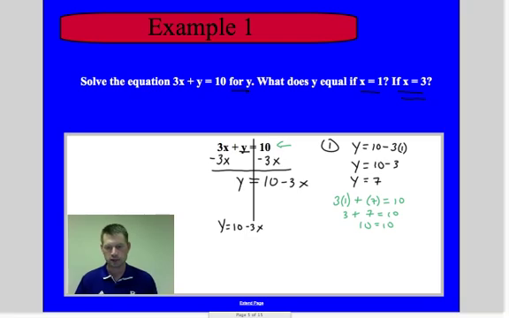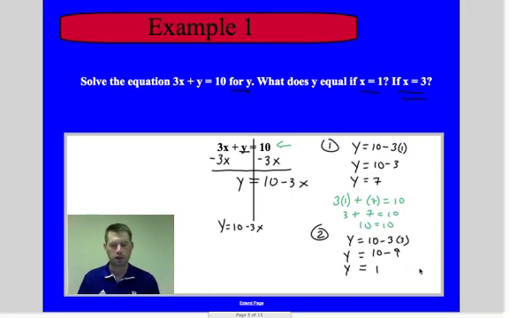Okay, so let's go to the second one. We want to solve for when x is 3, so we say y equals 10 minus 3 times 3. Well, 3 times 3 is 9, 10 minus 9 is 1, so y equals 1. I'll let you do the check on that one. Follow the steps I did here in the green. I want you to go ahead and do that one on your own. Then I'll check that, see how you did.